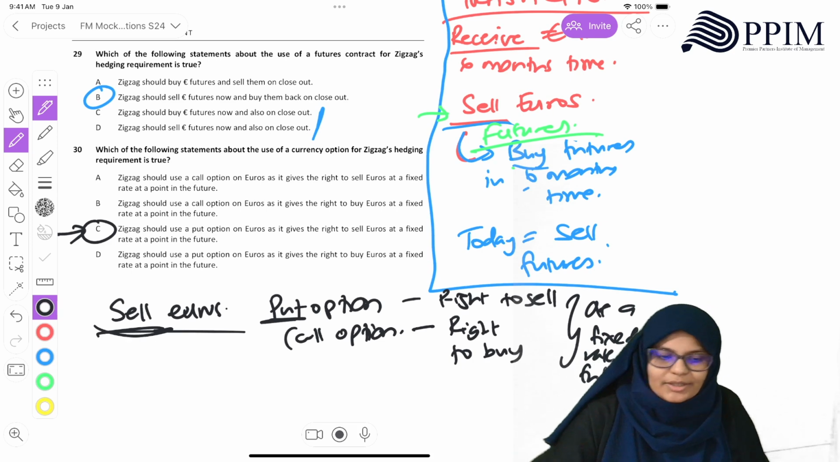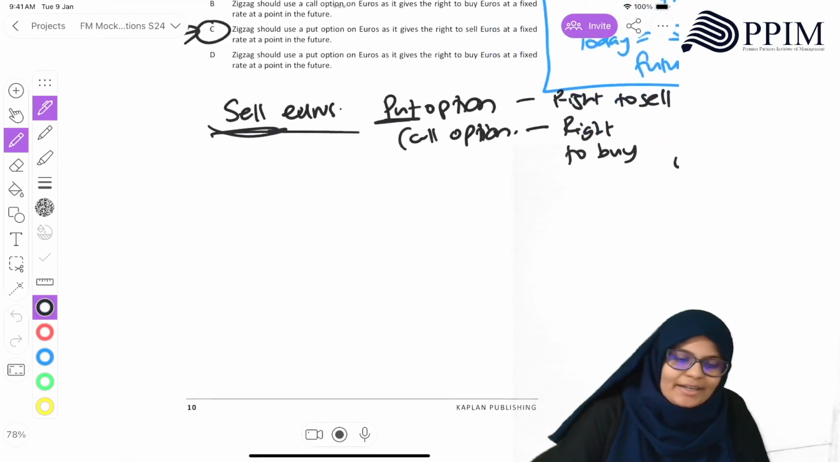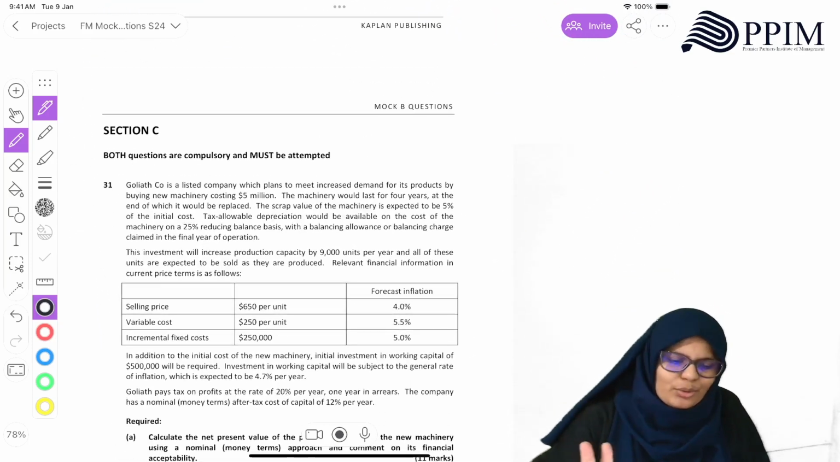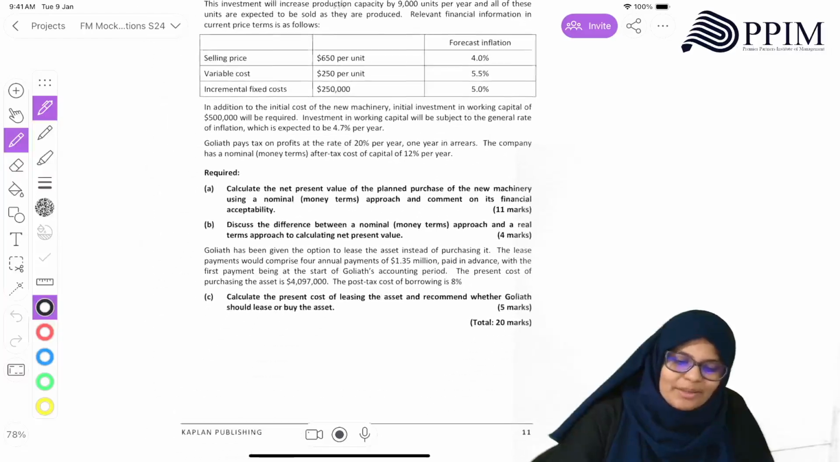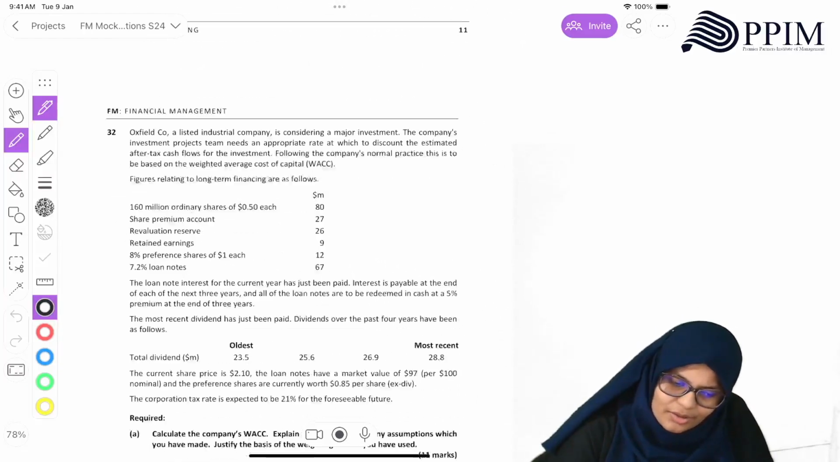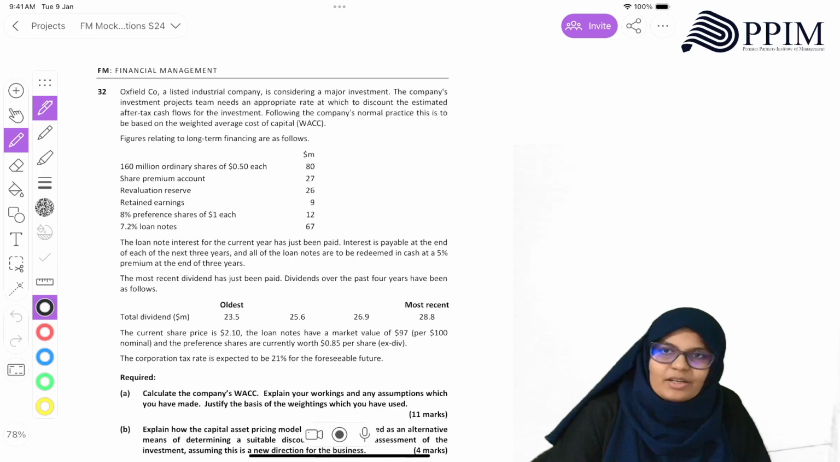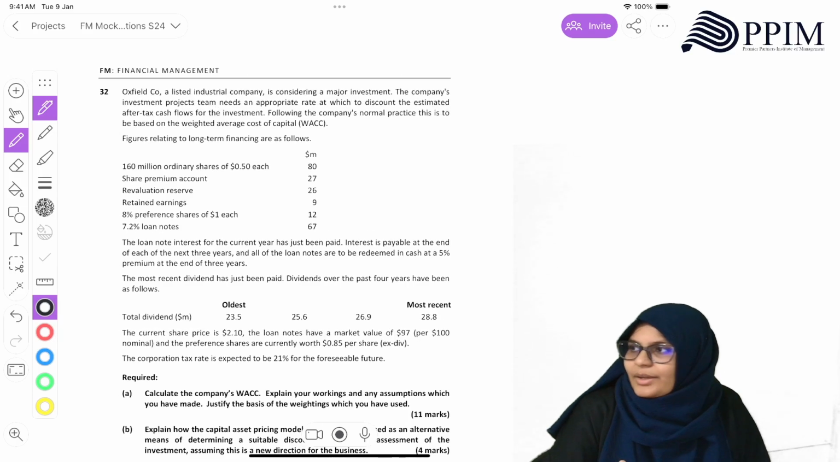Okay, got it, right? Okay, so that is the end of section B. Now we have section C, two questions. One is based on NPV, the other one is based on cost of capital. Okay, so we will do both of them after the break.